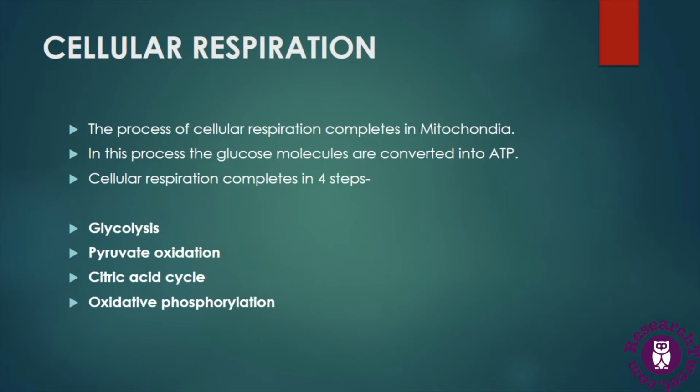Let's understand cellular respiration in detail. The process of cellular respiration completes in the mitochondria, and the first process, glycolysis, is completed in the cytosol of the cell. It consists of 4 steps, which are glycolysis, pyruvate oxidation, citric acid cycle, also known as the Krebs cycle, and the fourth one is oxidative phosphorylation, or the electron transport chain.